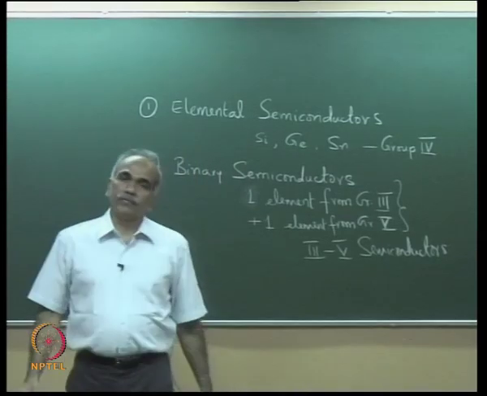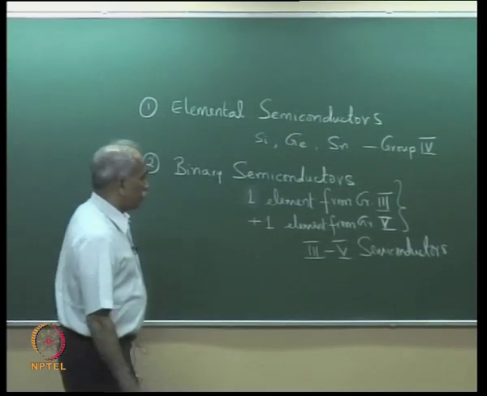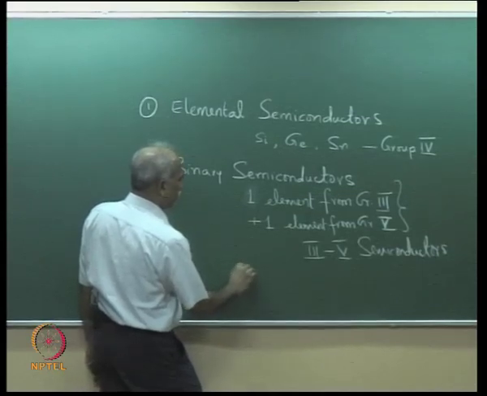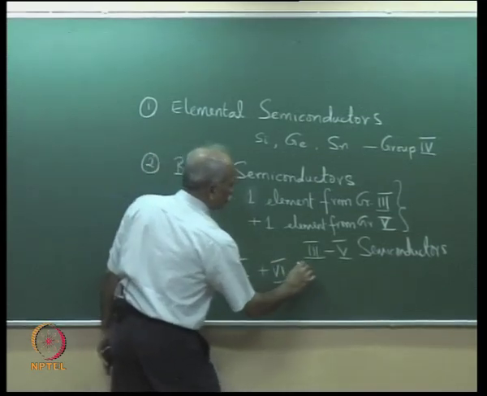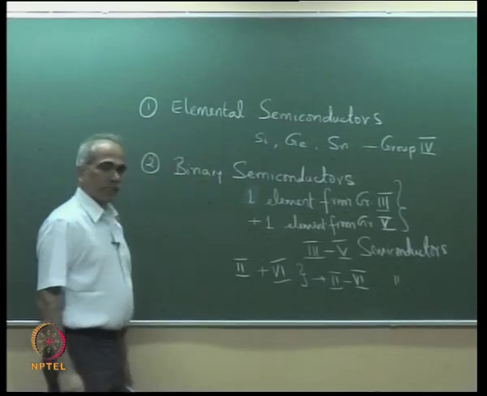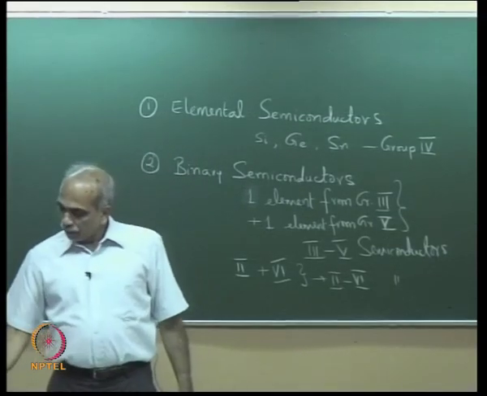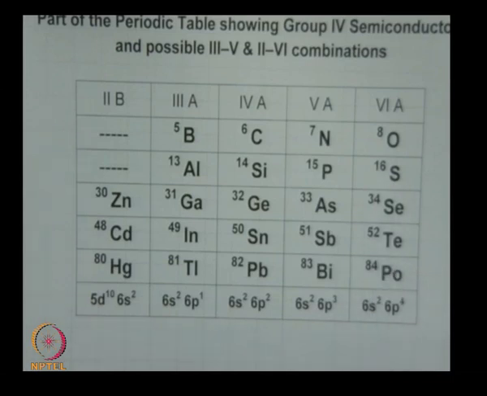Stable compounds of one element from group 3 and one from 5. You could also have one element from group 2 and one element from group 6, forming what are called 2-6 compounds, or 2-6 semiconductors. For example, mercury here and one from 6: cadmium telluride is a widely used semiconductor. Zinc selenide, cadmium selenide, mercury selenide, mercury telluride are all group 2-6 semiconductors. So you may have 3-5 semiconductors or 2-6 semiconductors.